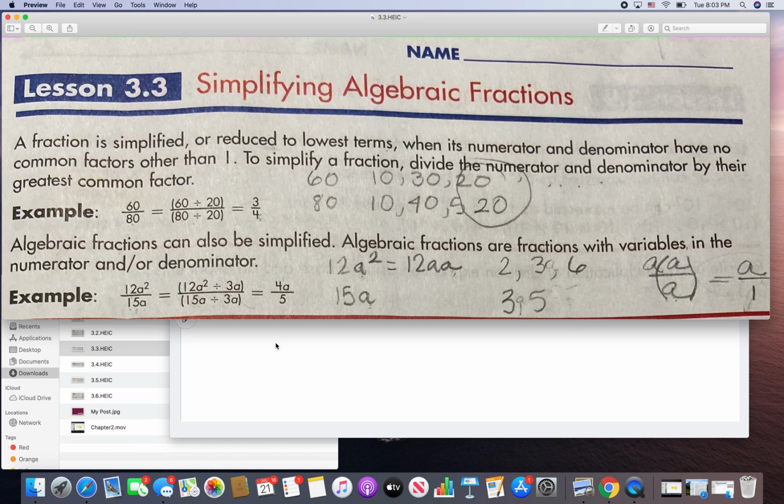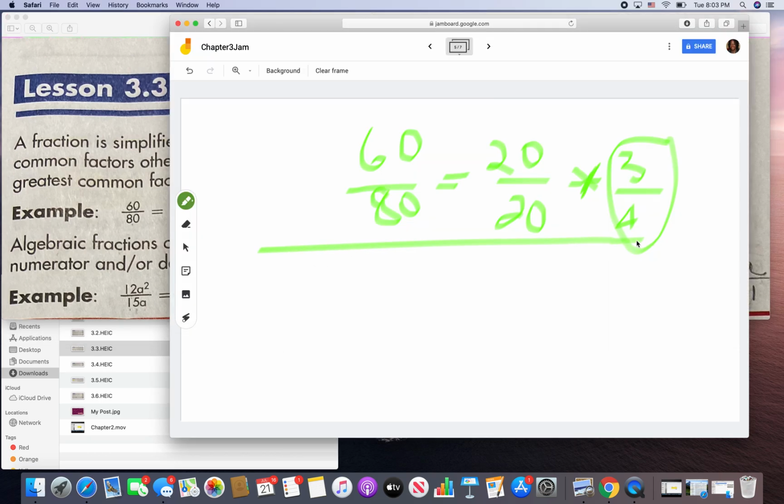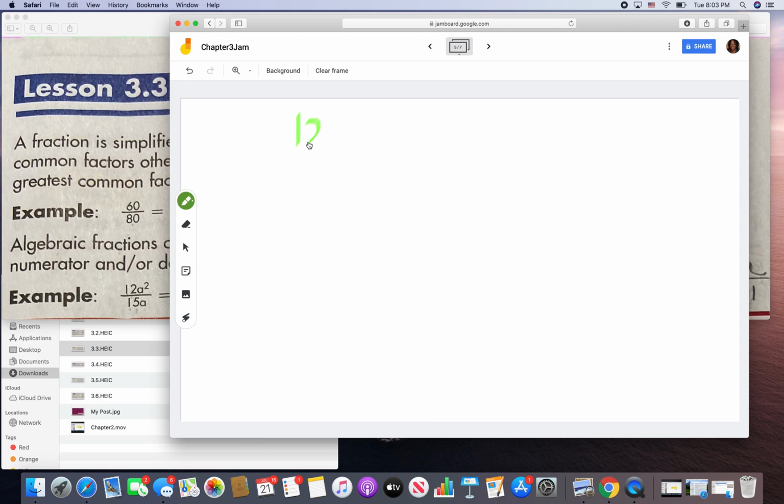But you could have something that's more complicated, that is more of an algebraic expression. So we could have 12a squared, or a to the second power, over 15a. We already said that when I write 12 times a variable, that's the same thing as saying 12 multiplied by the variable. And 12a squared is really 12a times a. We can also do the same thing in the denominator. We know that this is 15a.